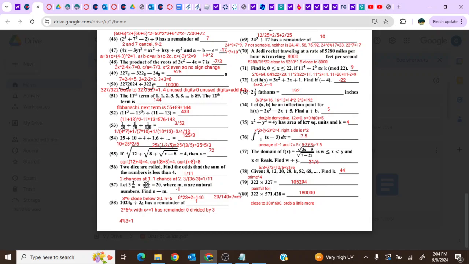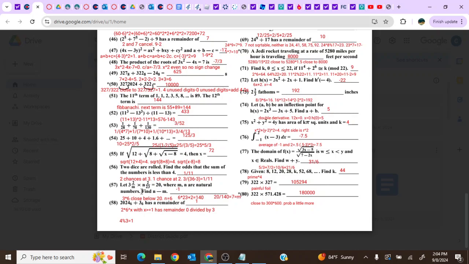Convert to an improper fraction. 6 times 23 is 138, plus 2 is 140. 20 divided by 140 simplifies to 1 over 7. So now that you have 1 over 7, you know your denominator is going to be 7, and you get a value of 7 for your m.